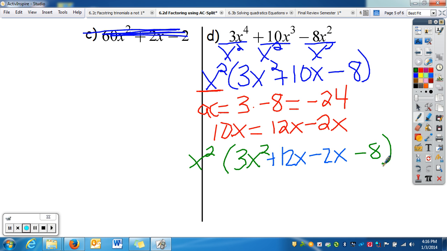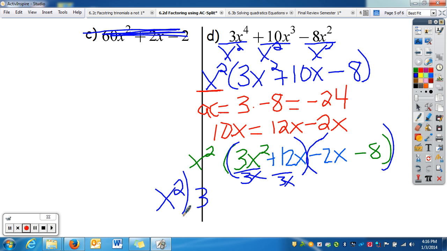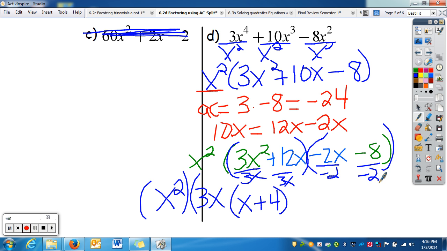Alright. So then I want to group. I'm going to keep that negative sign with the negative 2. And factor out. So I still have x squared. It's just still hanging out there. Find the GCF of each one. So I get 3x. It's kind of still there. 3x times x plus 4 is what that divides to. These are both divisible by negative 2. Minus 2 times x plus 4.